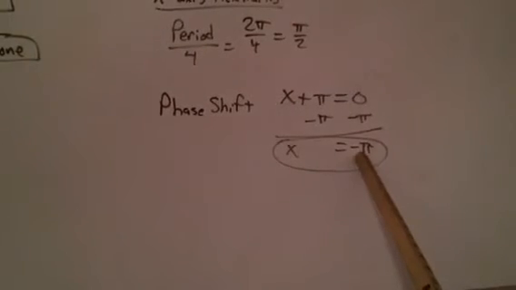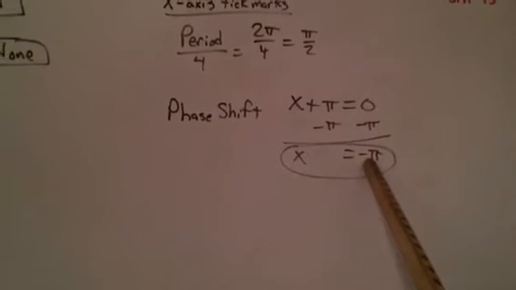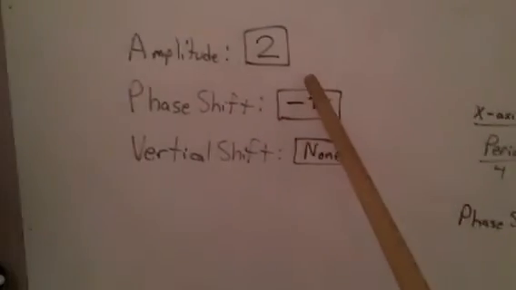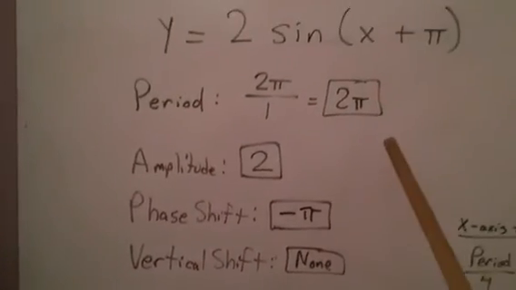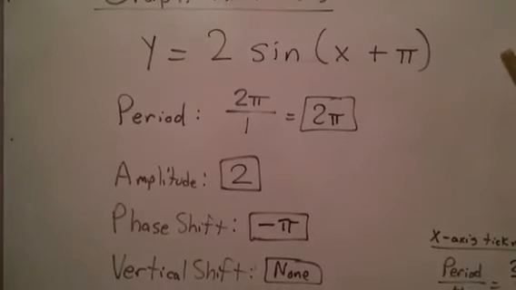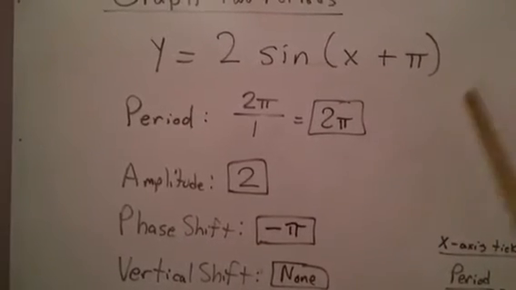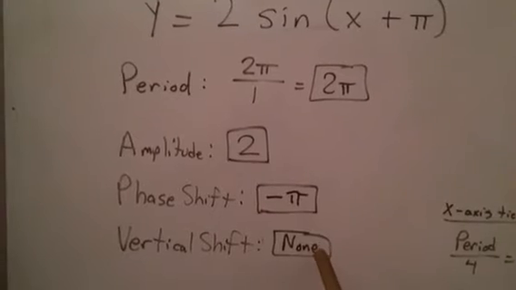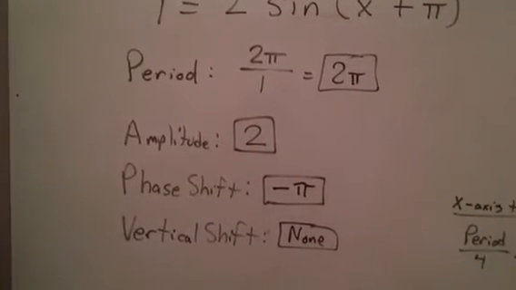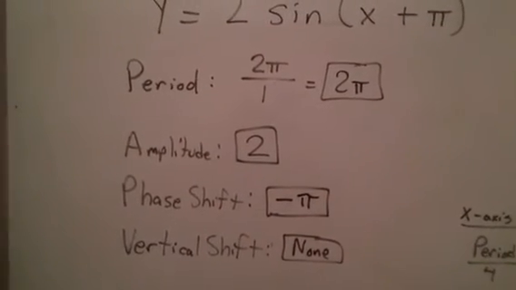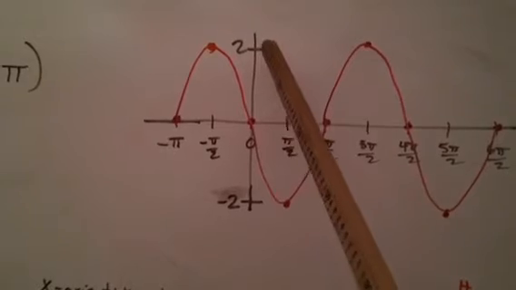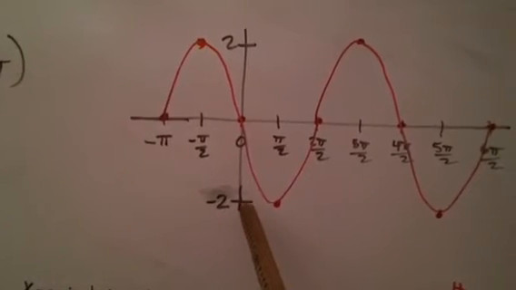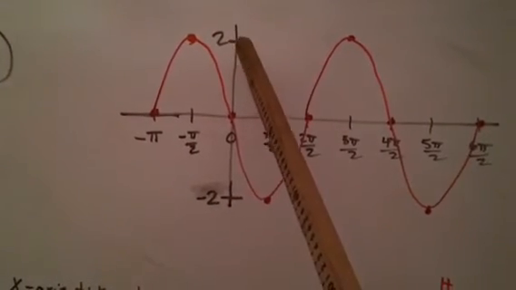This is now my new starting point. This is my phase shift. So my phase shift is -pi. And there is no vertical shift because on the graph we don't have a plus or a minus something outside the parentheses here. So using these 4 items, we're ready to try to prepare our graph. Since there's no vertical shift, my amplitude is 2. So from 0, I'm going to go up 2 and down 2 on the y-axis and make those marks.